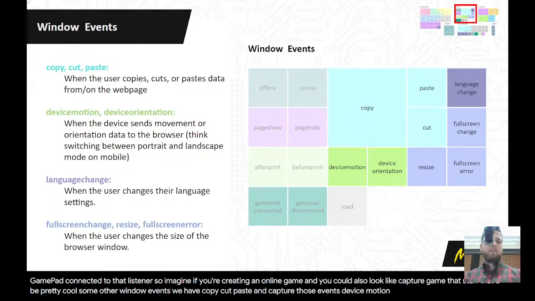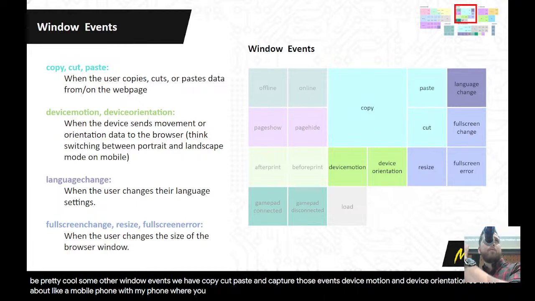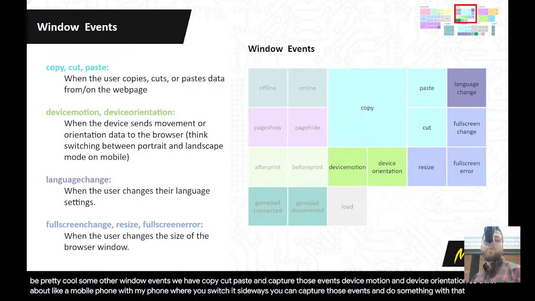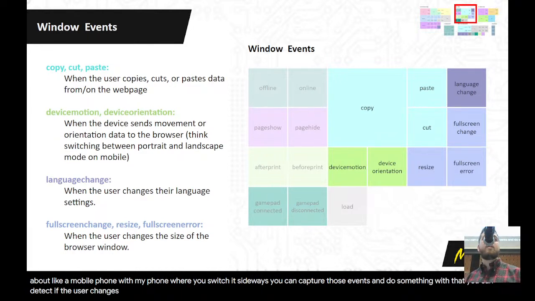Device motion and device orientation. So think about a mobile phone, like an iPhone, where you switch it sideways. You can capture those events and do something with that. You can detect if the user changes their preferred language in the browser. So if they change it from English to something else, etc.